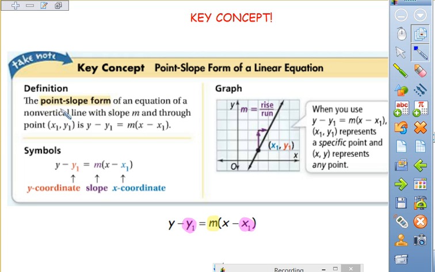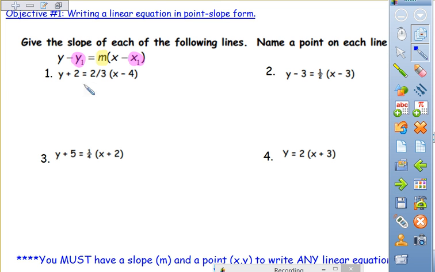The key concepts are point-slope form contains an actual slope and a point in it. So it is useful in graphing because you can pull out a slope and you can pull out a point. So in question number 1, our objective is to write a linear equation in point-slope form. Well, these are already written for us, so we're going to be taking out the slope and figuring out what the point is on that line.